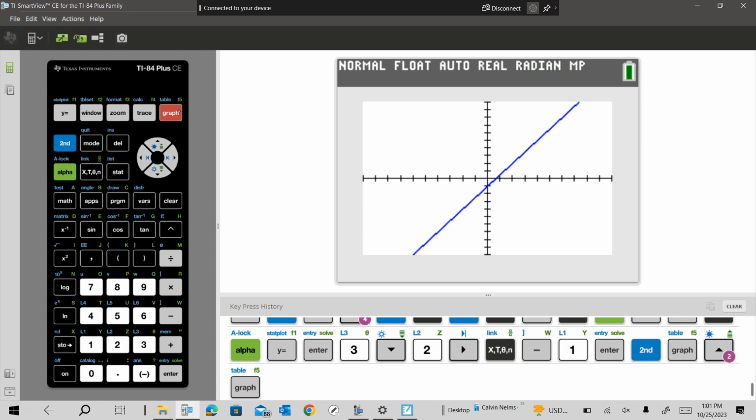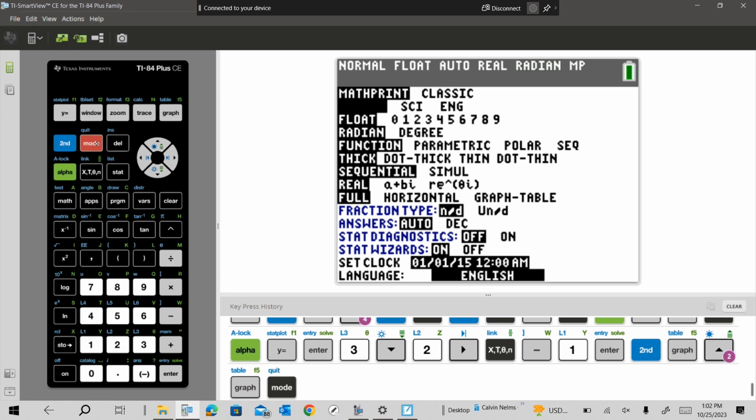Okay, here's what I want to show you. Right now, this is full screen with just the graph. I'm going to show you how you can put the table and the graph on the calculator screen at the same time. To do that, you have to hit the mode button. The mode button is next to the blue second. Get to your mode, okay? Now, you need to come down to the line where it says full, because that means full screen. We're going to select graph table.